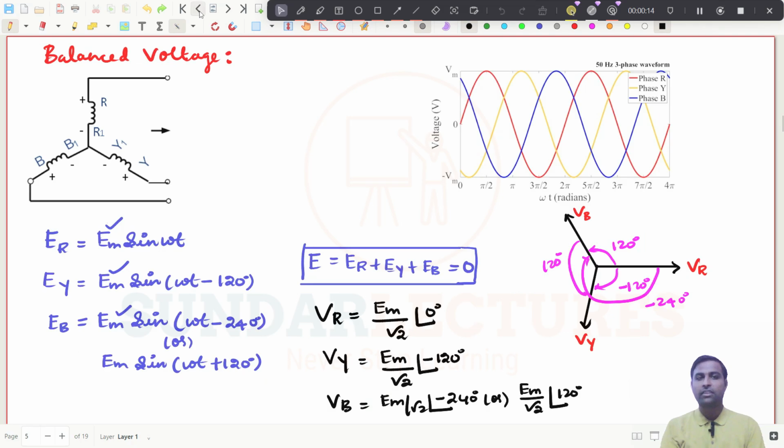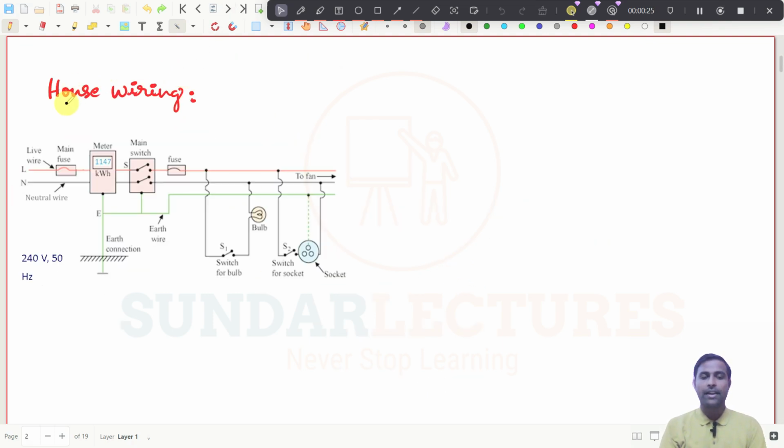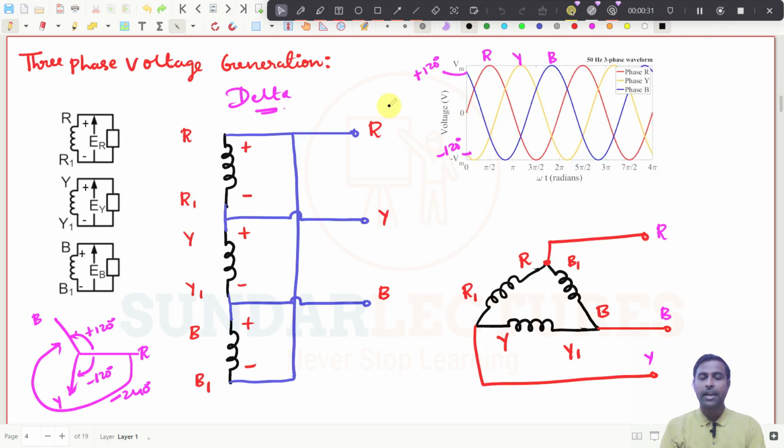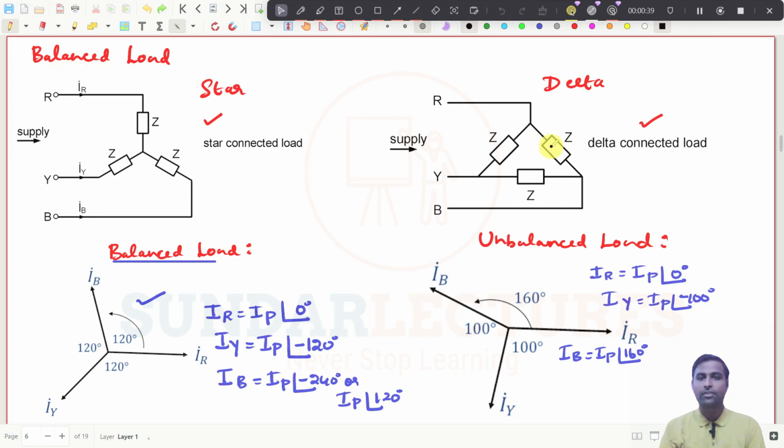We have started with the three-phase circuits. This is the basics of three-phase. We have seen what are single-phase circuits, and then we have seen house wiring, and then in three-phase voltage generation, we have seen what is star connection and what is delta connection, and we have gone for balanced voltage in a system, and then we have gone for balanced load.